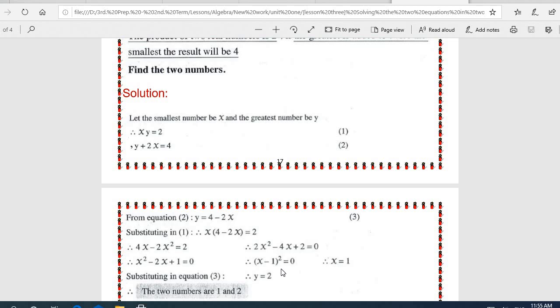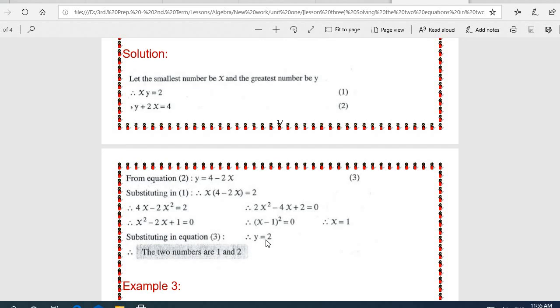نفكركم بس انه اي expression له power equal 0, الاكسبريشن نفسه equal 0, which means that x equals 1. Substitute in equation number 3: y equals 4 minus 2 times 1, y equals 2. The two numbers are 1 and 2.